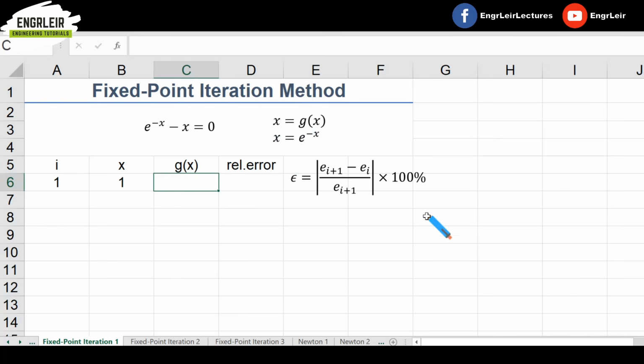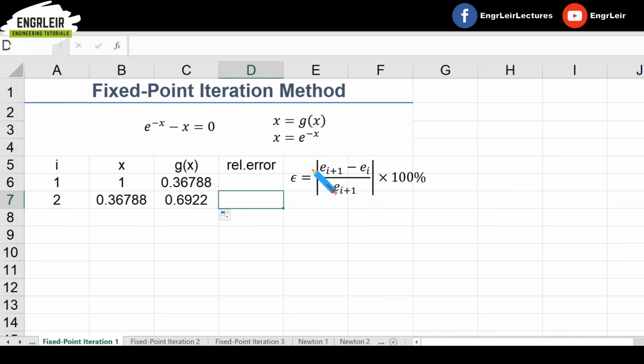Okay, so ito yung table natin. So, first iteration, value of x. So, g of x ko is e raised to negative x. So, exp raised to negative nung value nung x. And for the second iteration, yung new value of x ko ay equal doon sa g of x nung previous. Tapos, ida-drag down ko lang to.